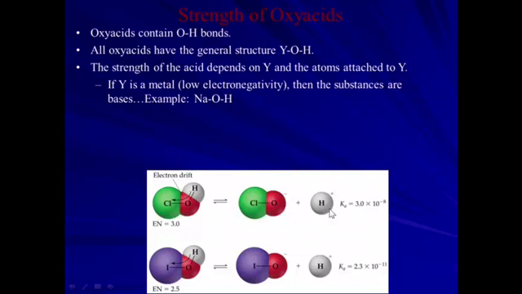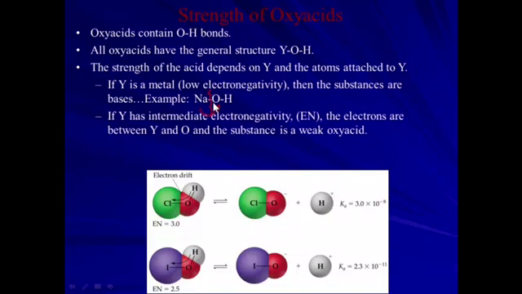So here's an example, NaOH. You get this nice breaking because this atom is willing to give that electron over to OH. If Y is of intermediate electronegativity, kind of in the middle, the electrons are shared between Y and O and the substance is a weak oxyacid. So it's all about the electronegativity value.